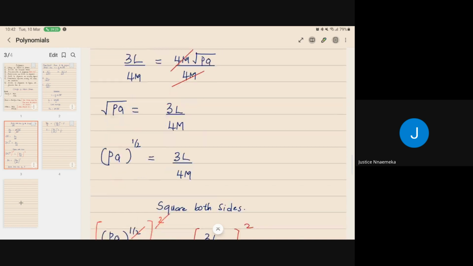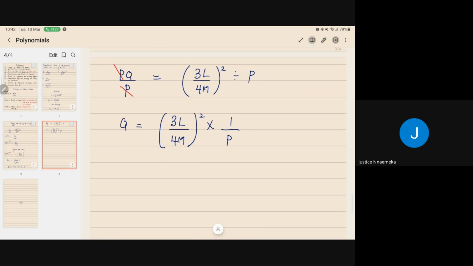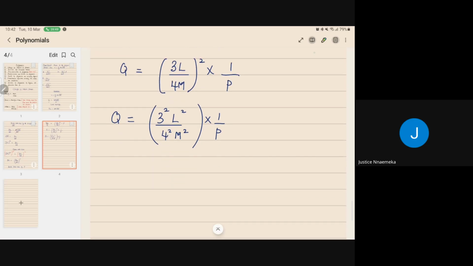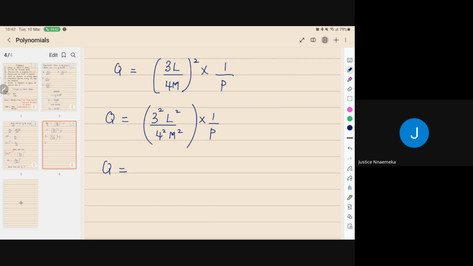I have to open up that bracket. Open up that bracket, we have to distribute the power, which is 2. That simply means I have that Q is equal to, open up that bracket, 3 squared, L squared, open bracket, 4 squared and M squared, all multiplied by what? It is being multiplied by 1 over P. So therefore, that implies, men and brethren, that Q is equal to 9 L squared over 16 M squared, since 3 squared is 9 and 4 squared is 16. So if you observe our options, which one do you think will go? So I can bring in my P right here.